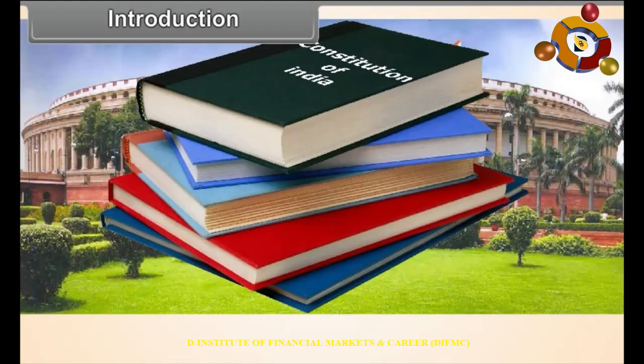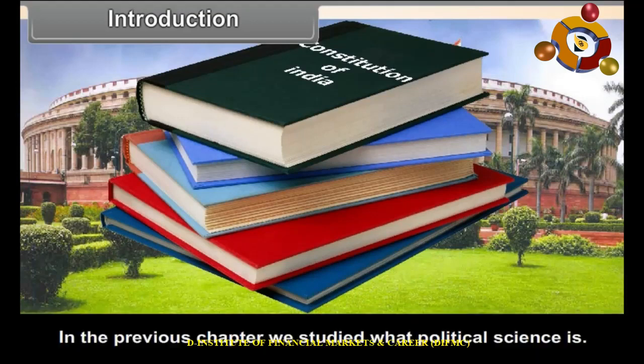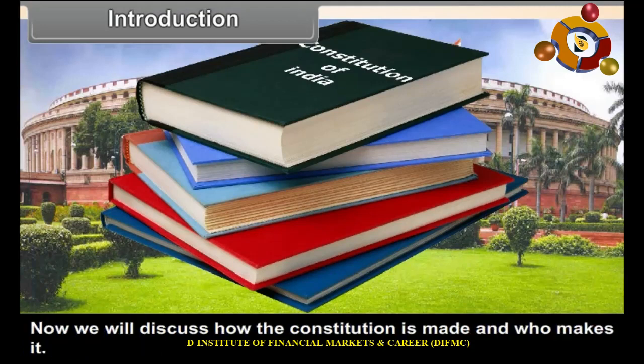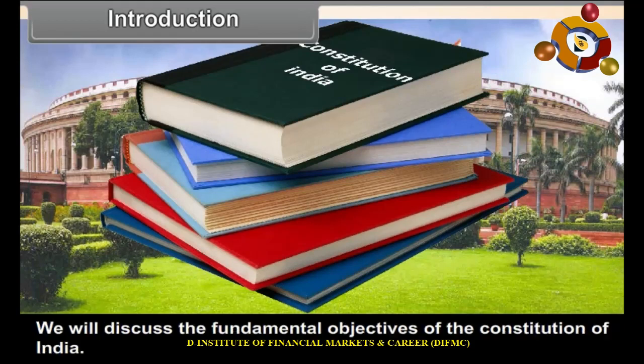Chapter 5. Making of the Constitution. In the previous chapter, we studied what political science is. We have studied subject matter and importance of political science in that chapter. Now, we will discuss how the Constitution is made and who makes it. We will discuss the fundamental objectives of the Constitution of India.